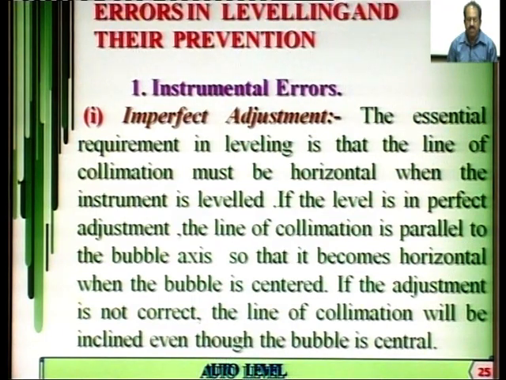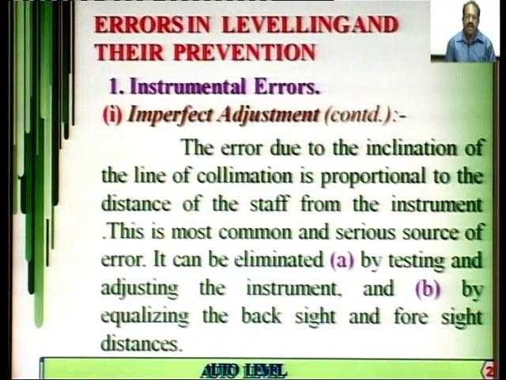If the level is in perfect adjustment, the line of collimation is parallel to the bubble axis, so that it becomes horizontal when the bubble is centered. If the adjustment is not correct, the line of collimation will be inclined, even though the bubble is central. So, the error due to inclination of the line of collimation is proportional to the distance of the staff from the instrument. This is the most common and serious source of error. It can be eliminated. How can we eliminate this error of imperfect adjustment? First one is by testing and adjusting the instrument, and second by equalizing the back sight and foresight distances. That is, we will keep the distances of back sight and foresight equal.